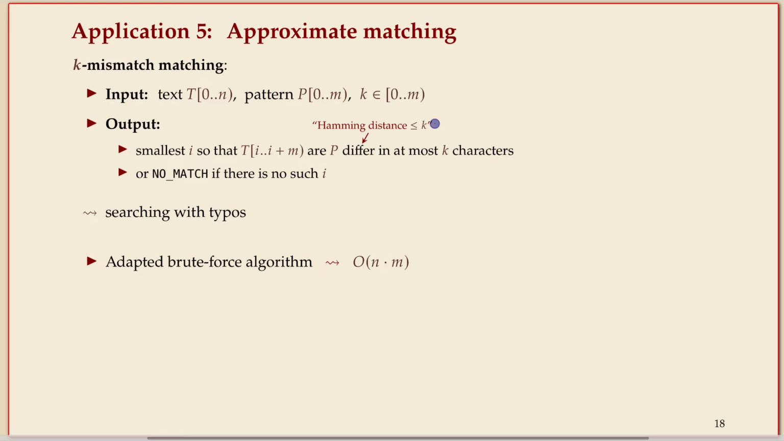To make this more precise, what we mean by that, we fix a parameter k. That's the number of errors you allow. And then we look at a match where the Hamming distance between the positions in the text and the pattern is below k. So I have to tell you what the Hamming distance is. It's just the number of mismatches between two strings. So if you have two strings of the same length, you have maybe many characters that are the same.